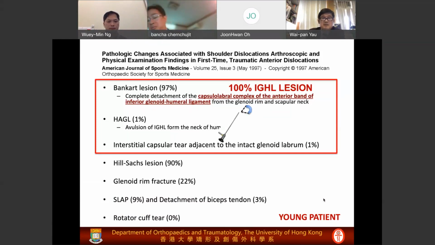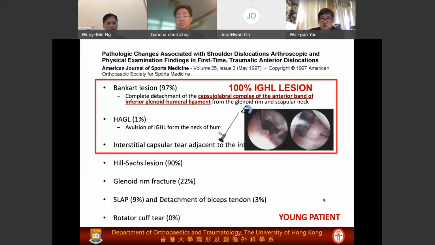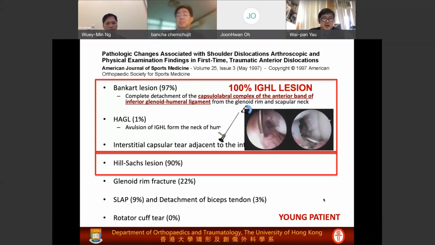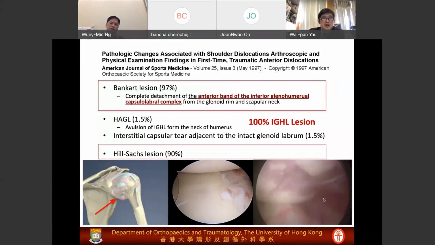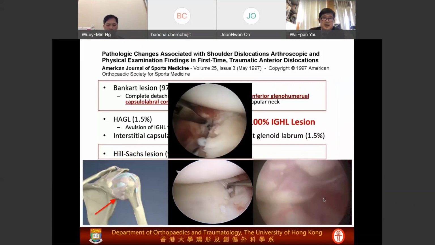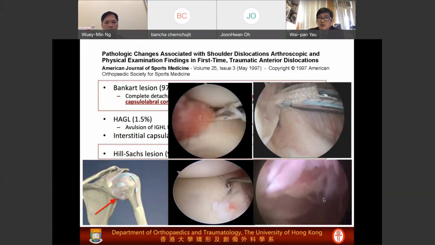For the HAGL lesion, although it's good to use an MRI, intraoperatively, what you need to do is put a 70-degree arthroscope, go to the anterior portal and look up, then you will be able to find it. As mentioned, the other lesion is the bony one, 90% with the Hill-Sachs, and 22% go to the glenoid rim fracture. The glenoid rim fracture has already been covered by Dr. Ng, and I will not talk about it now. It's logical that as a majority of the Bankart lesion is present, the treatment is a Bankart repair. And for those with significant Hill-Sachs lesion, we may consider doing a Remplissage procedure.